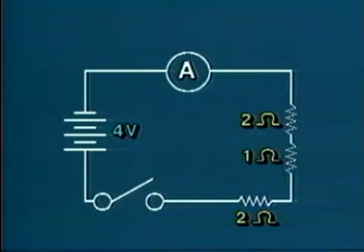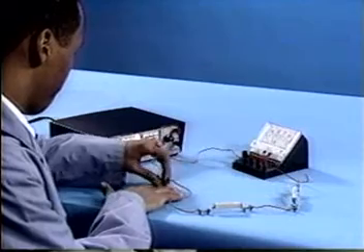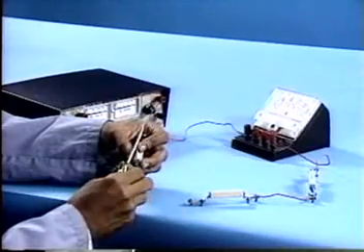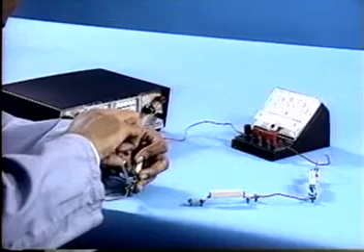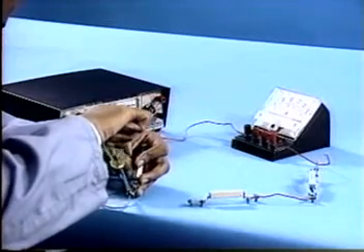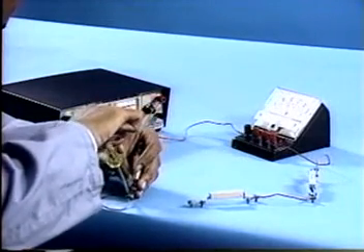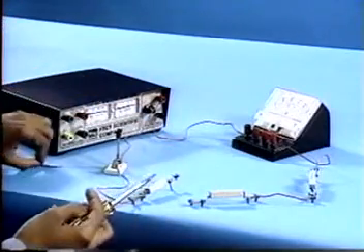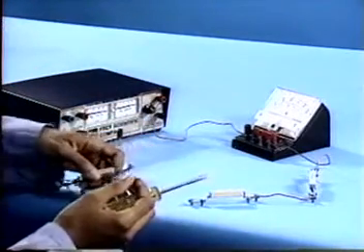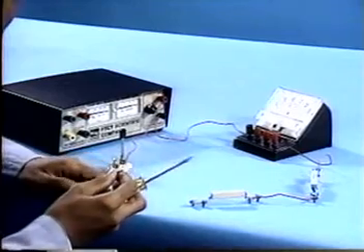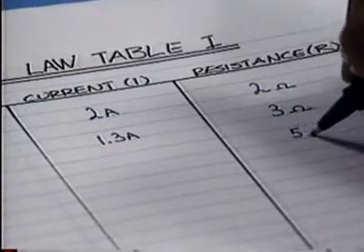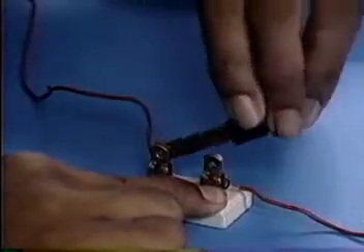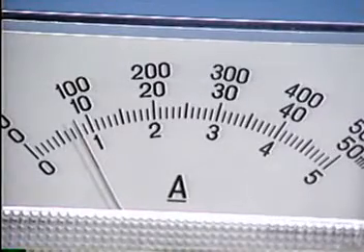Let's add another resistor. Looking at the schematic, you can see that another 2 ohm resistor will be added. Again, turn off the power and then open the circuit to add the third resistor. Make sure all the connections are tight. With this third resistor, the total resistance in the circuit is now 5 ohms. On the table, add the number 5 ohms, then turn on the power. The ammeter is now reading about 0.8 amperes.